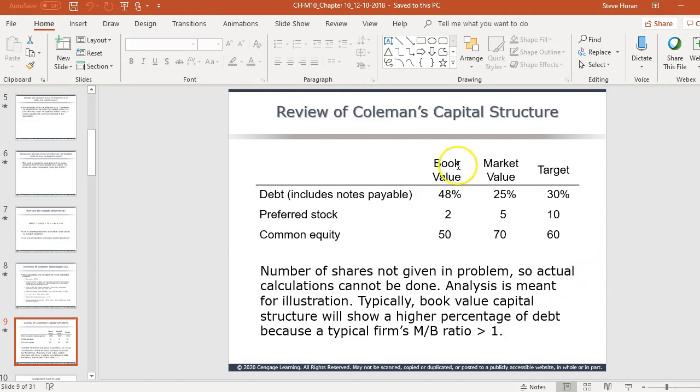If we pulled up their financial statements and looked at their balance sheet, the book value of debt, preferred, and common is 48, 2, and 50. If we convert that into market value, you can see it's different: 25, 5, and 70. But the target is 30, 10, and 60.